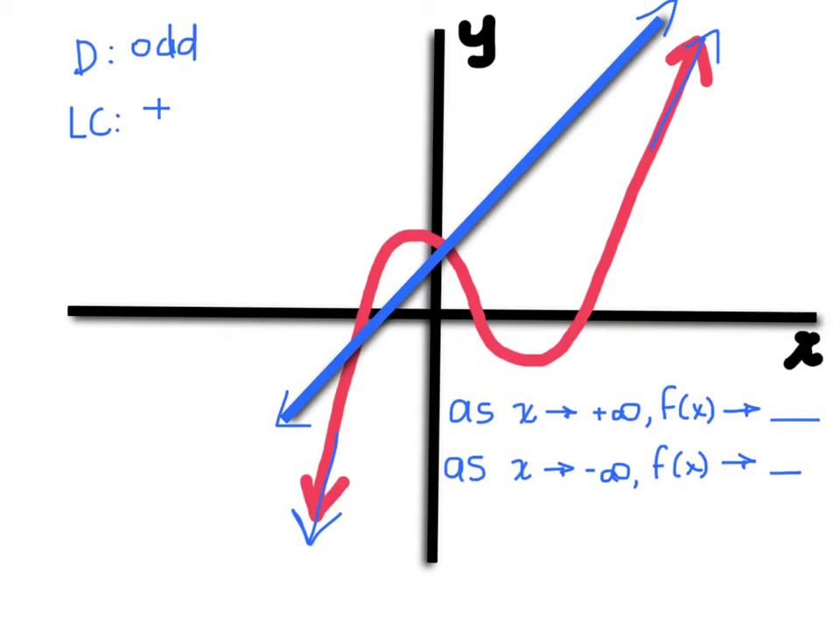Now let's talk about end behaviors. As x gets bigger, what is my function doing? My function is getting bigger. It's going towards infinity. As x gets smaller, what is happening to my function? It is also getting smaller.